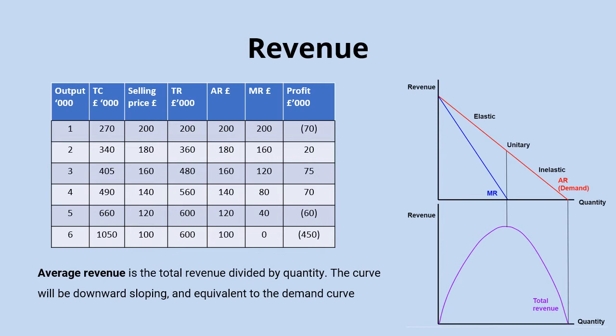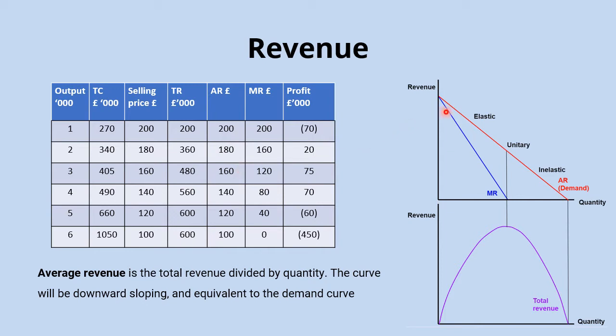And so looking at the average revenue curve first, average revenue, remember then, is total revenue divided by quantity. And so that curve is going to be a downward sloping curve, which looks like this here, and it is going to be equivalent to the demand curve. And the reason for that is because if you think about what average revenue is, total revenue divided by quantity of output, essentially it is the selling price at each of those ranges of output. That is what average revenue is.